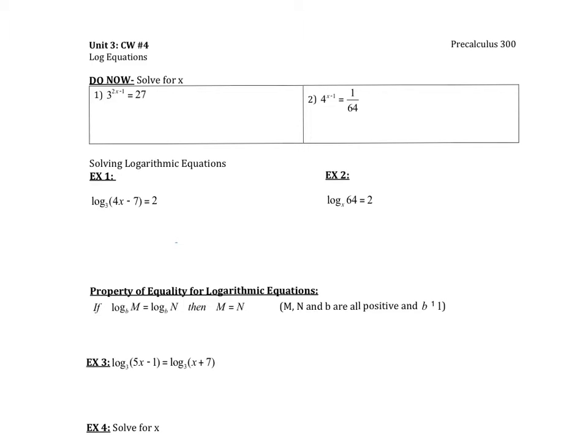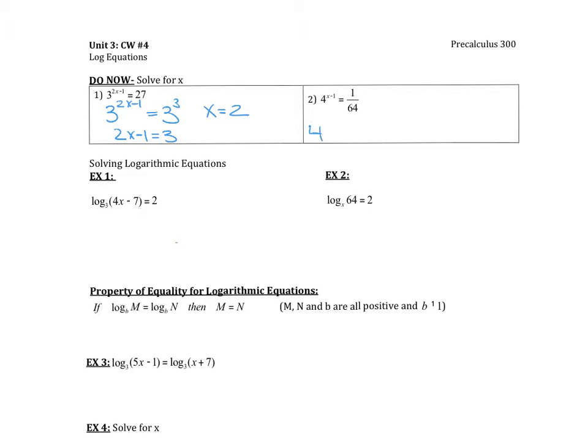3 to the 2x minus 1 equals 27. First job is to put both sides of this equation in terms of the same base. 27 can be written as 3 cubed. Now that we have both sides of the equation in terms of the same base, you simply set the exponents equal to each other and then solve for x like you would any other algebraic equation. X is 2.